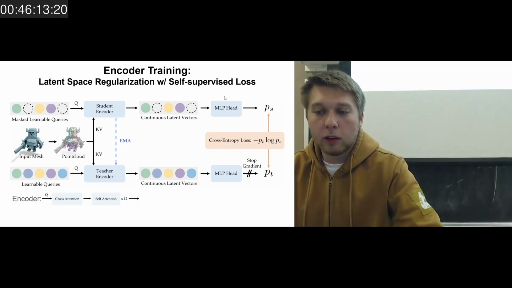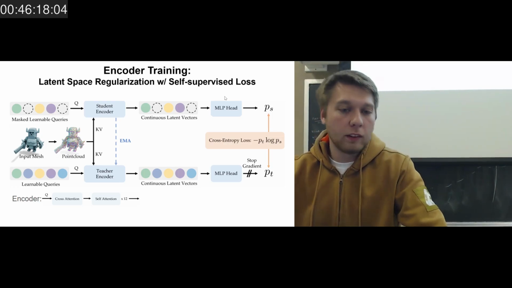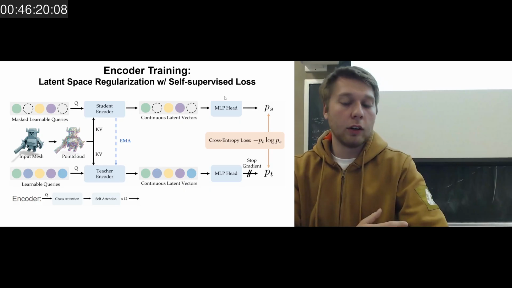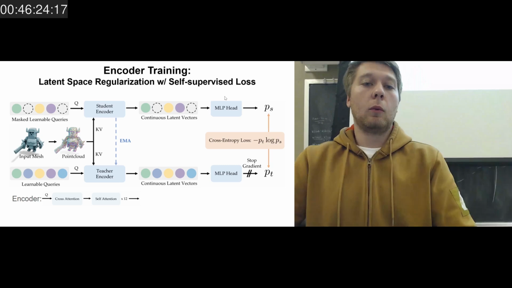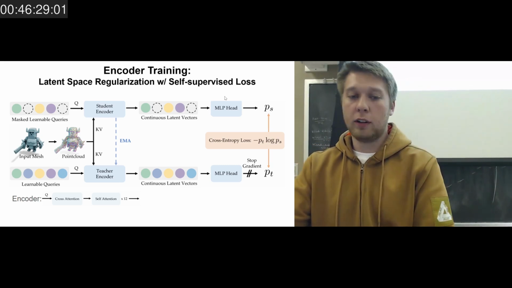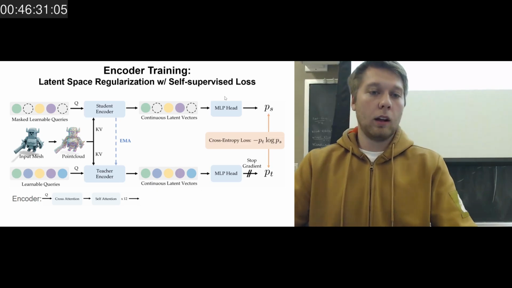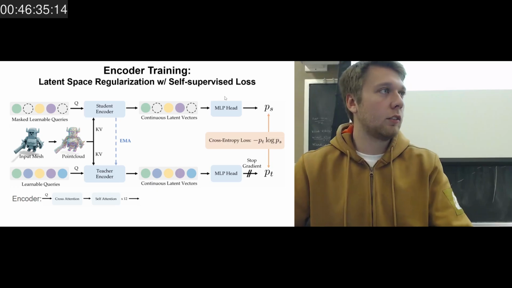Apply cross entropy loss. Obviously a stop gradient on the teacher encoder, because we don't want to do back propagation through the teacher encoder. We just want to do back propagation through the student encoder. And we use an exponential moving average of the student encoder to create the teacher encoder. Anybody have any questions on this? Luckily, this architecture is not as complicated.